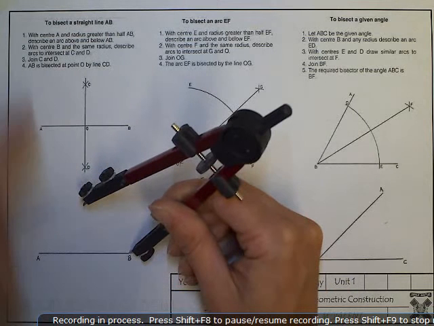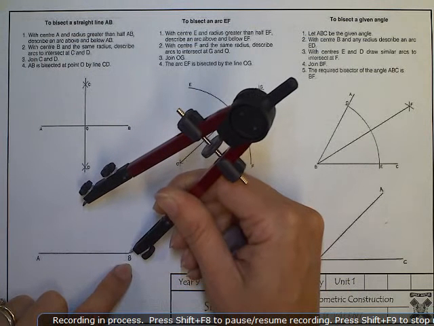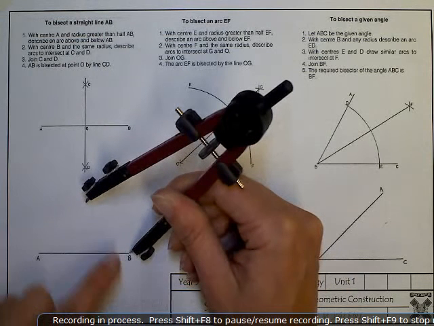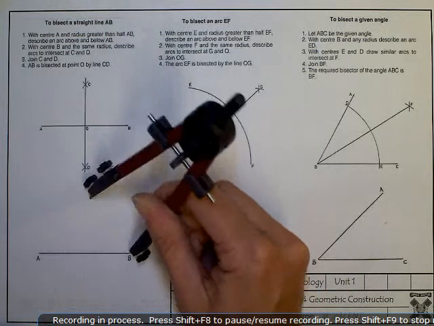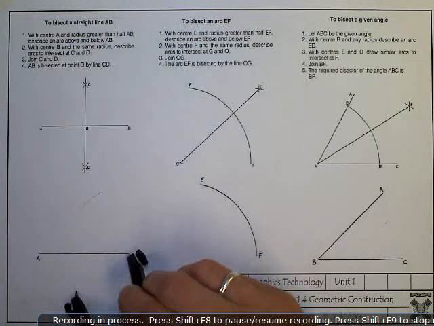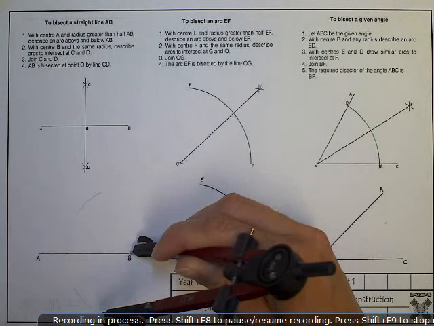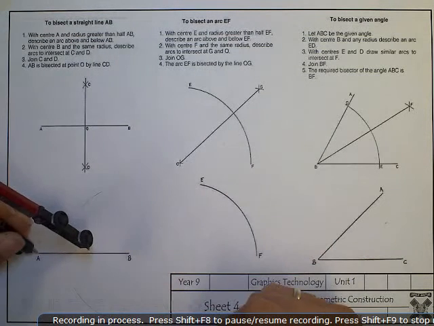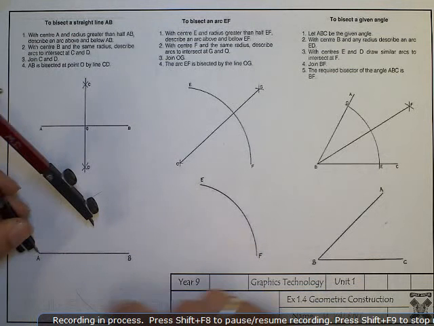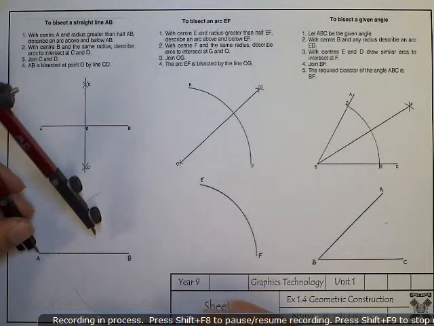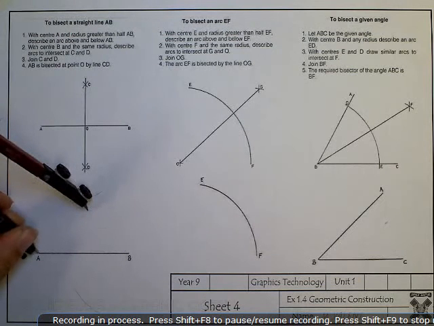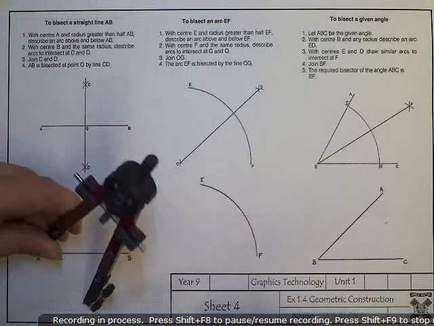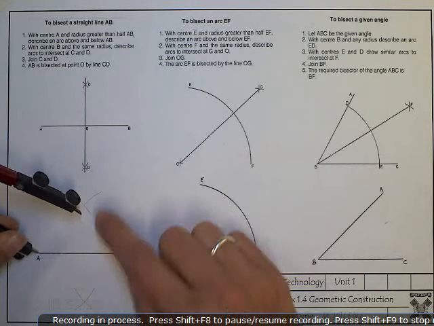It says with centre B, so my centre is B, and the same radius, I need to describe an arc, which means just draw an arc above and below this line. So I'm going to draw a very light arc above and below the line. I only need a small arc, on both sides. Next, I'm going to set my compass on point A as the centre point, and again do the same thing, keeping the same radius on my compass and describing an arc above and below the line.